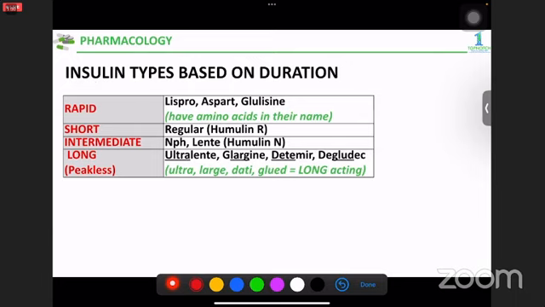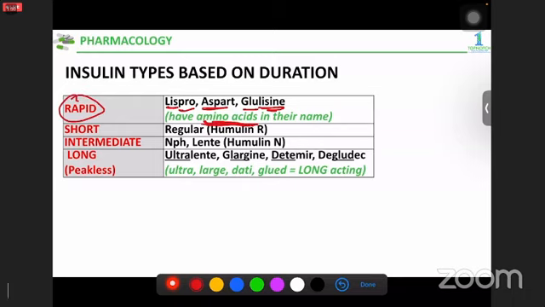Okay, so endocrine na tayo. More important na. So yung drugs with amino acids in their name, yung mnemonic ko dyan, lysine and choline, aspartate, glulisine and lispro, these are rapid-acting insulin. So mabilis, may amino acid, basic drugs lang. Then your regular is the short-acting. Ito, memorize ko na lang sa NPH at lente, intermediate. Then ito, ultralente, glargine, detemir, degludec, these are long-acting.